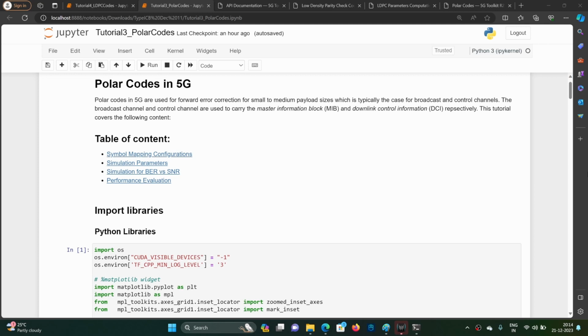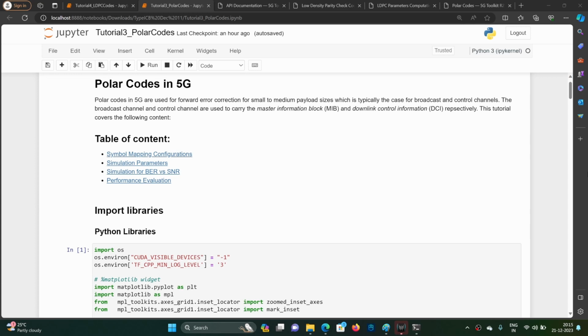Polar codes are used for forward error correction, and with respect to 5G they are used in two channels, the broadcast channel and the control channel. What are these channels characterized by? Essentially, they have very small to medium payload sizes. To be specific, the broadcast channel and control channel are used to carry the master information block MIB and the downlink control information DCI, which are the medium payload sizes which undergo polar coding.